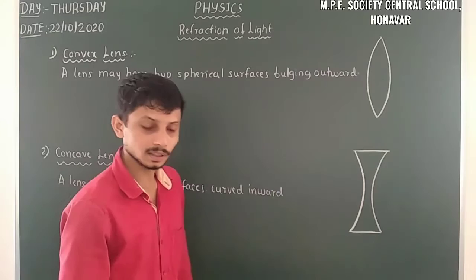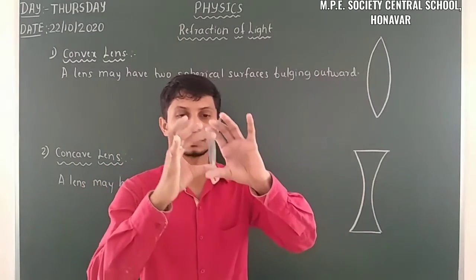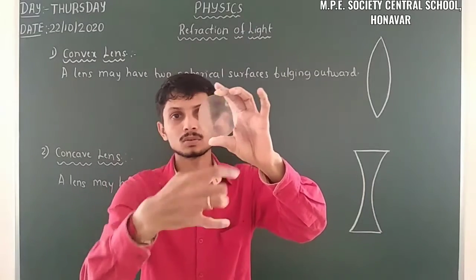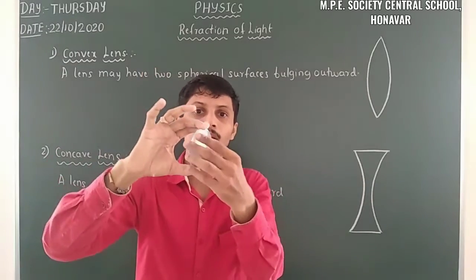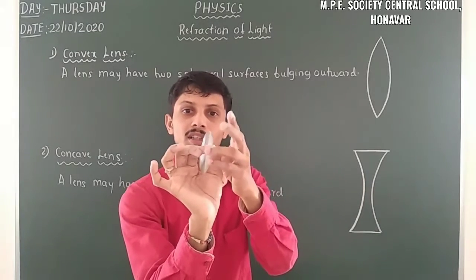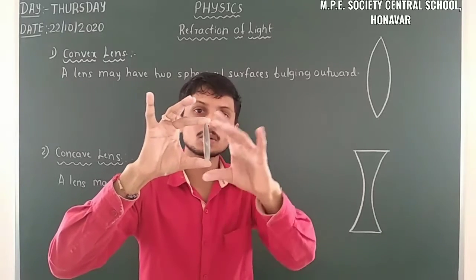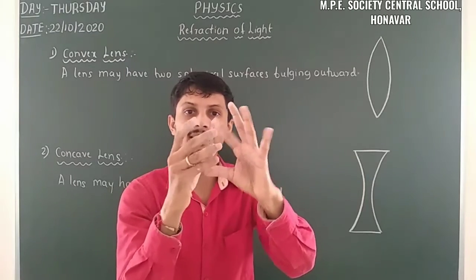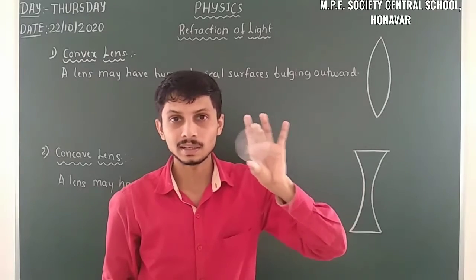So let us look at the convex lens and the concave lens. Here it is the convex lens. This part is completely spherical, and this part is also completely spherical. When you touch it here, it looks like it is bulging outward. The surface here is bulging outward, and the surface here is bulging outward. So this is a convex lens.